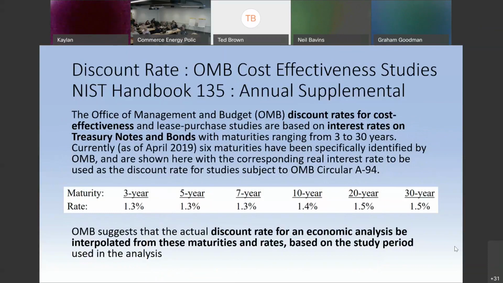If you're looking at a 7-year measure, you're working with a 1.3% discount rate. If you're working at a 30-year study period, you're working with a 1.5% discount rate. And these are all in nominal terms, similar to what you would get from the bank. So that's an opinion, probably not directly applicable in that it's federal buildings and based on federal rates of money.